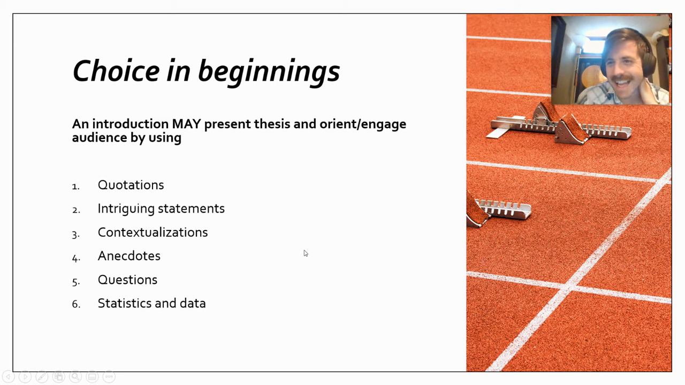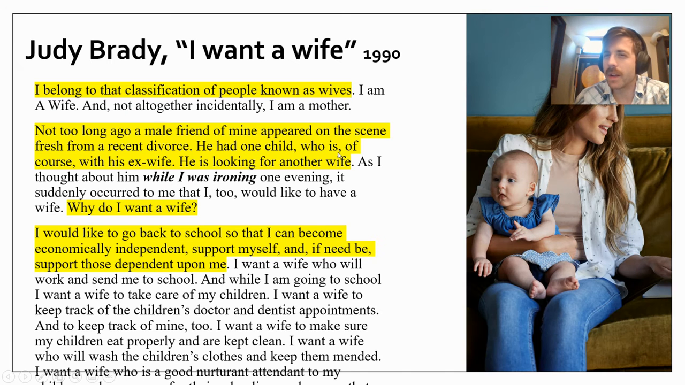We can use statistics and data, so bringing up things that someone may not know or that may startle someone. So these might tie in with intriguing statements. And then the last one is scenarios. So you can kind of put your reader into a situation where like, hey, imagine that this is happening. And here's what we're going to do about it. So let's take a look at a well-done example.